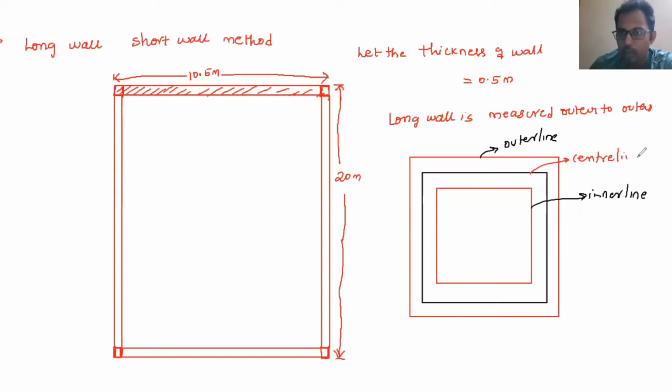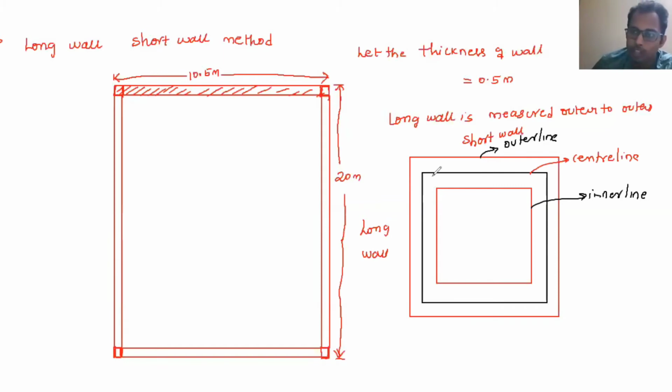First I need to measure the center line length. This is the long wall direction. Whichever has more length, that is the long wall direction. Whichever has less length, it is the short wall direction. So this is the short wall direction. This is the long wall direction.